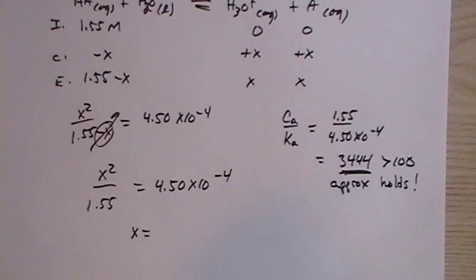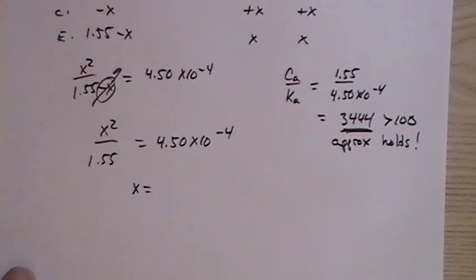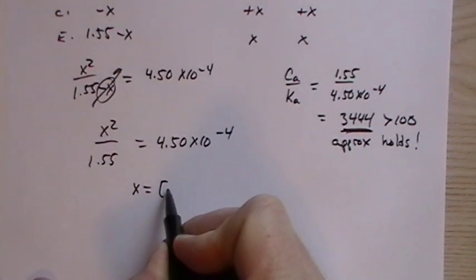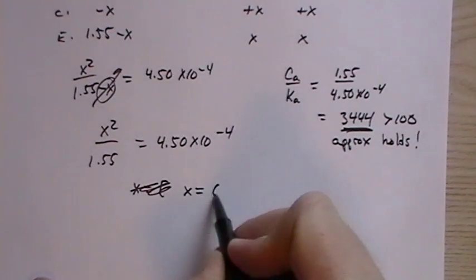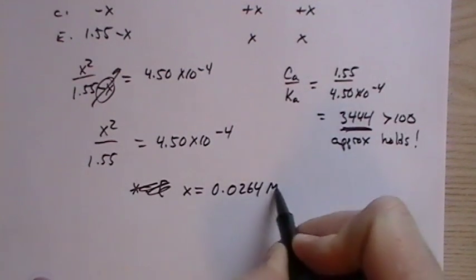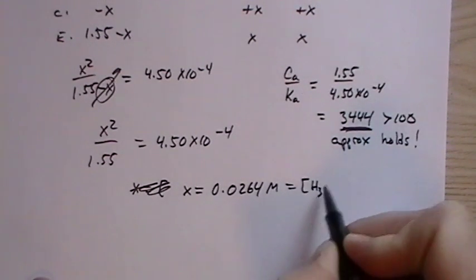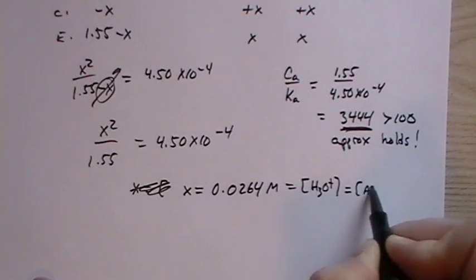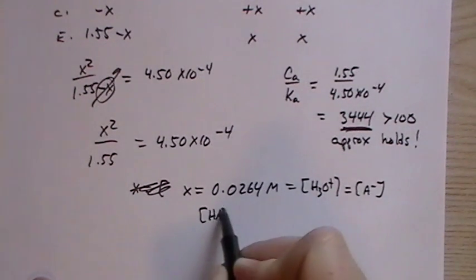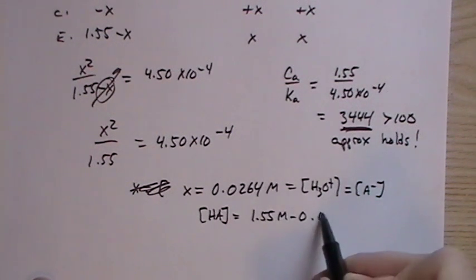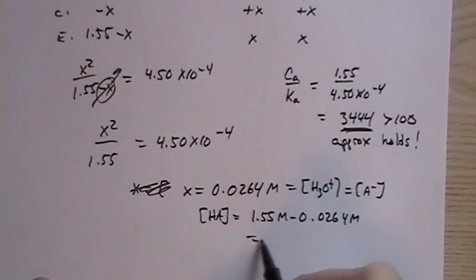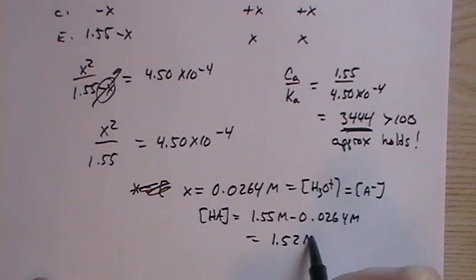This is still very large. It's not as large as the 10 million we had last time, but we should still expect the error to be extremely small. Okay, so x is the concentration. Oh, actually no, x is what we're finding here. And x is 0.0264 molar. That's the concentration of H3O plus, which is also the concentration of A minus, and the concentration of HA is going to be 1.5 molar minus x, or minus this number. And you can see here we end up with 1.52 molar.